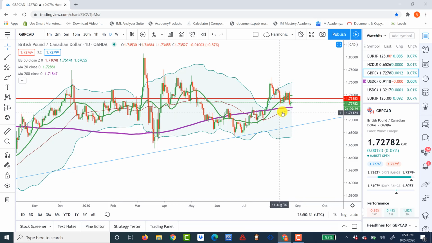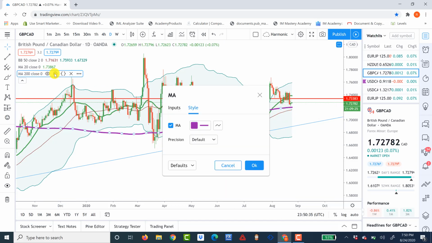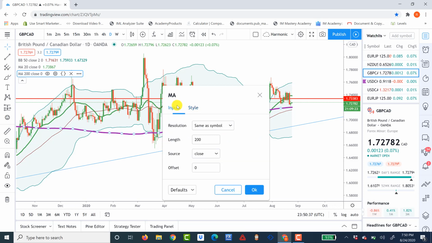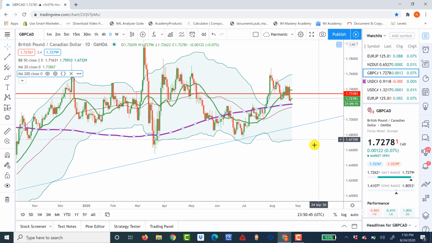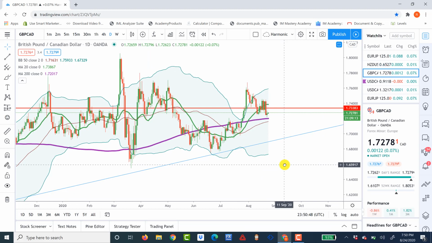Number one, we're looking at the 200 moving average. I got my 200 moving average, very simple. I just made it purple so I can see it, and we put it on the close. You just use regular moving averages. Now, you can use exponential moving averages if you want to. Nothing wrong with it. Hey, listen, you can do whatever you want.